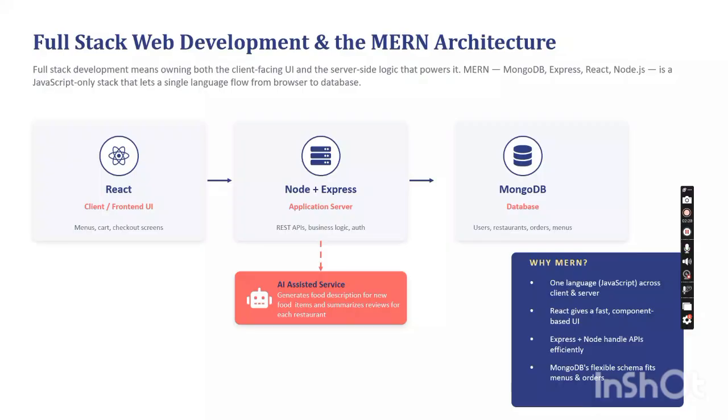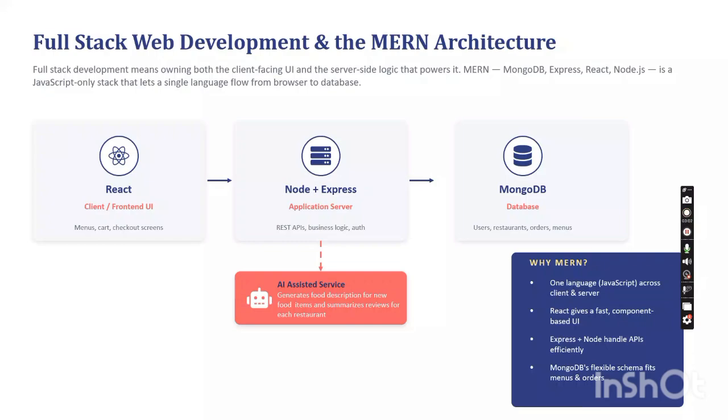On the left, we have React. This is the client-facing part of the app, where users browse menus, add items to their cart, and go through the checkout. In the middle, Node.js with Express acts as the application server. This is where I build REST APIs, handle business logic, and manage authentication. On the right, MongoDB is the database. It stores users, restaurants, menu items, and orders.